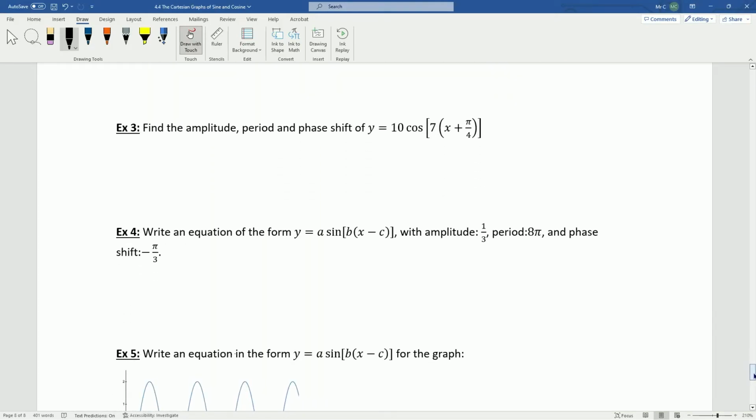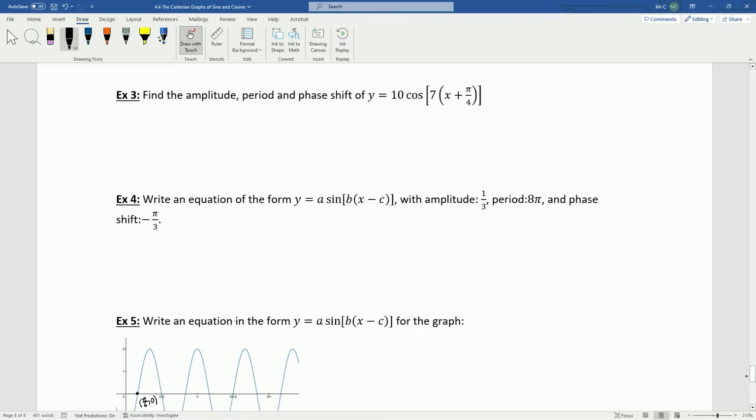Okay, so now we're just going to take a look at a few more quicker questions here. So first, find the amplitude, period, and phase shift of y equals 10 cosine of 7 times x plus pi over 4. The key thing here is that this thing is already factored because we need to know what this b is for our period.